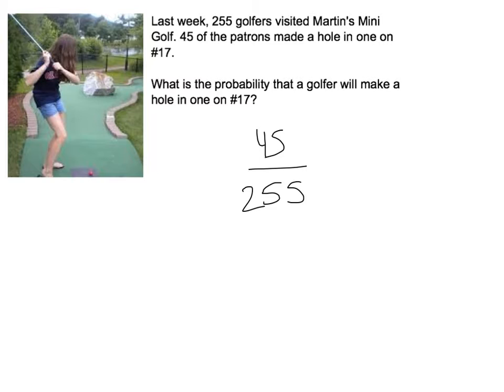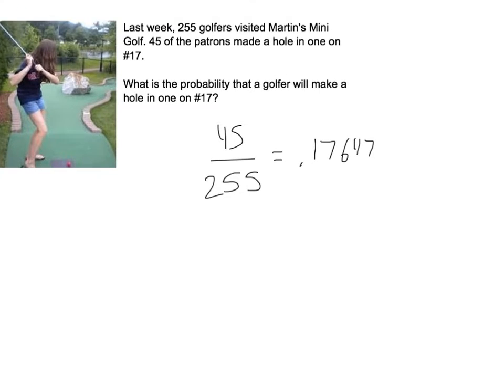And if you find that as a decimal, you get 0.17647, and so on and so forth. So let's just take that and round that to 0.18. Okay, so there's a 0.18 probability that a golfer is going to make a hole-in-one on number 17.